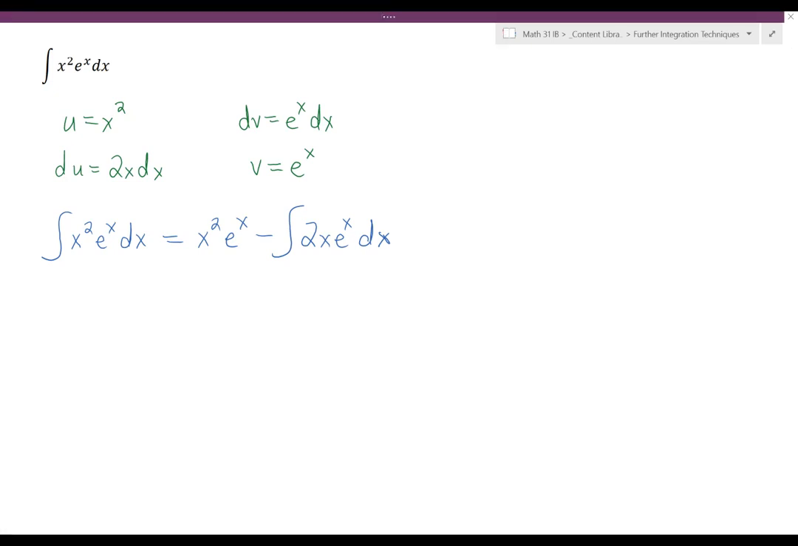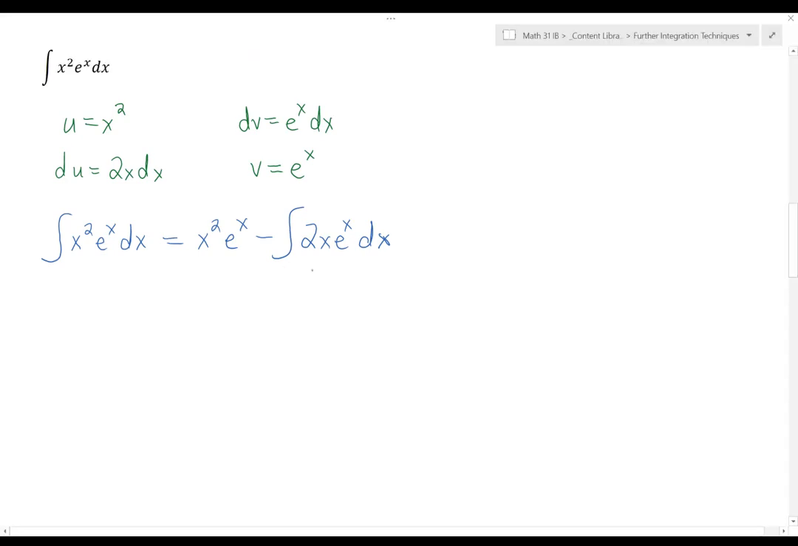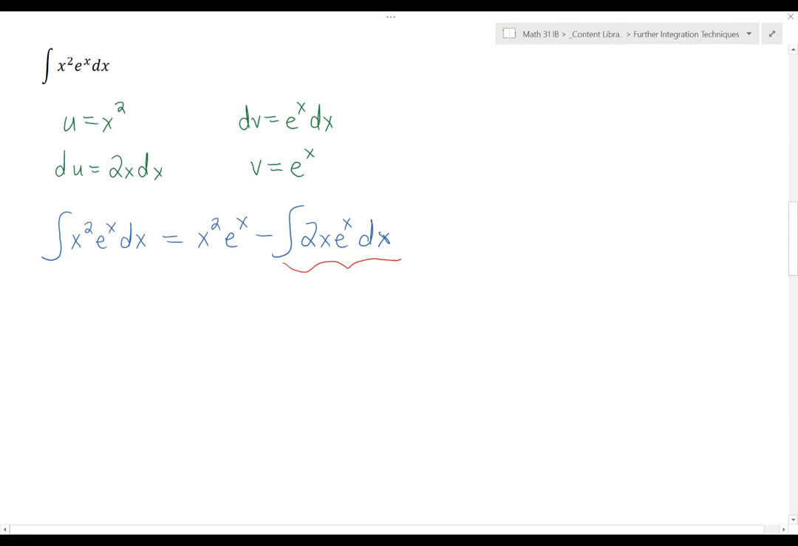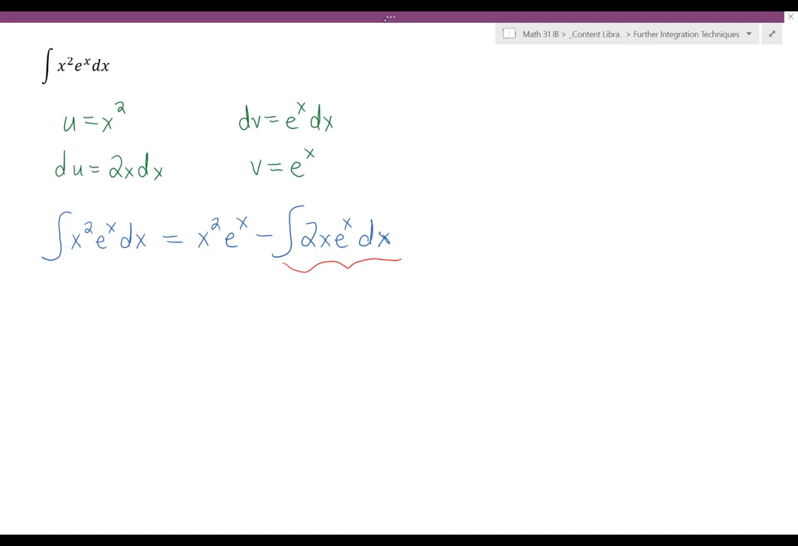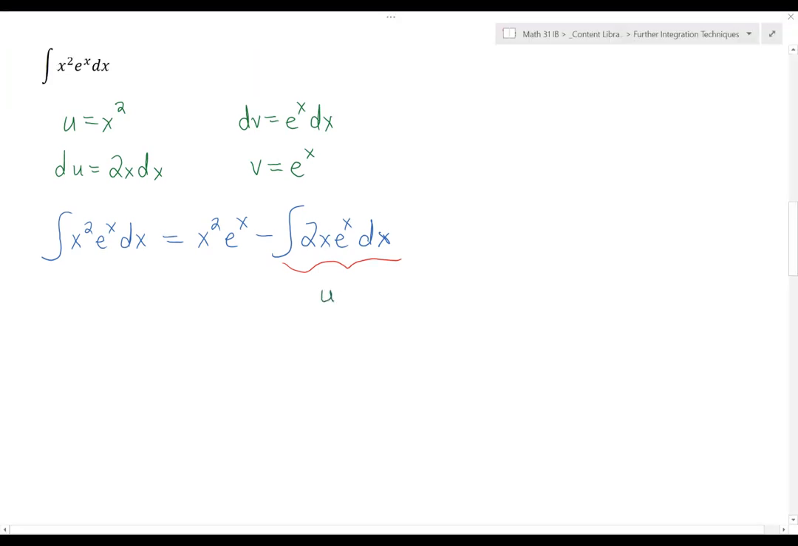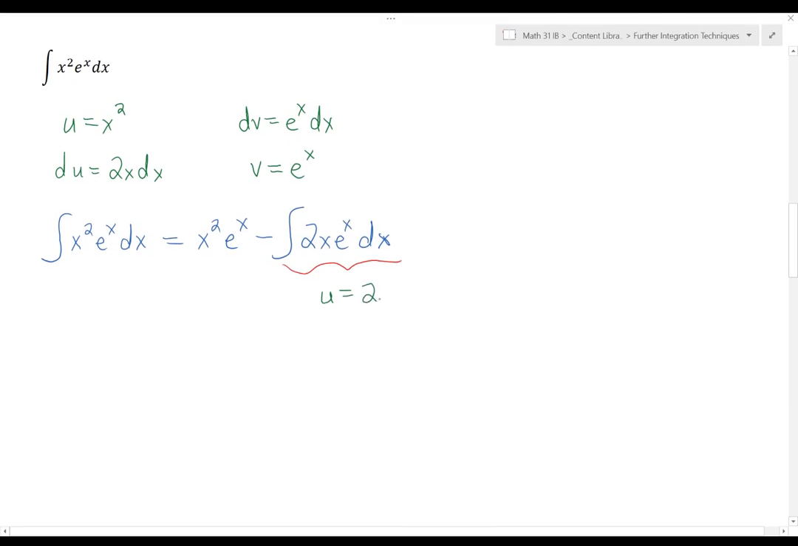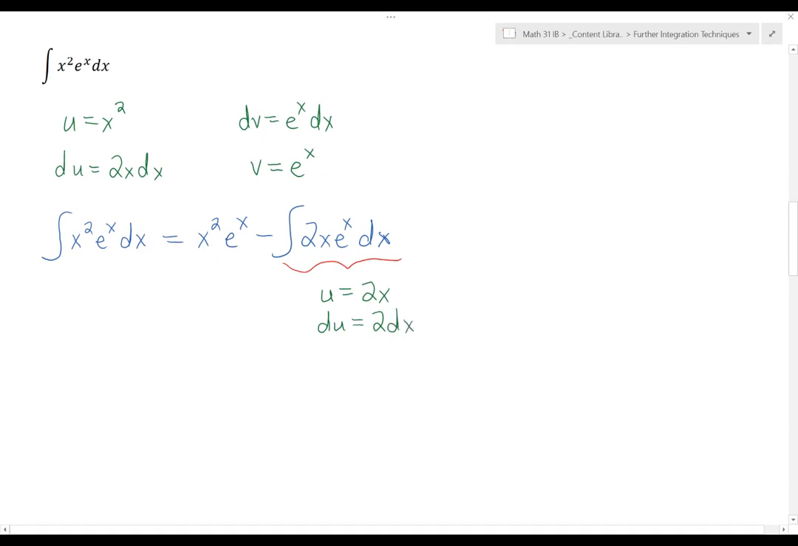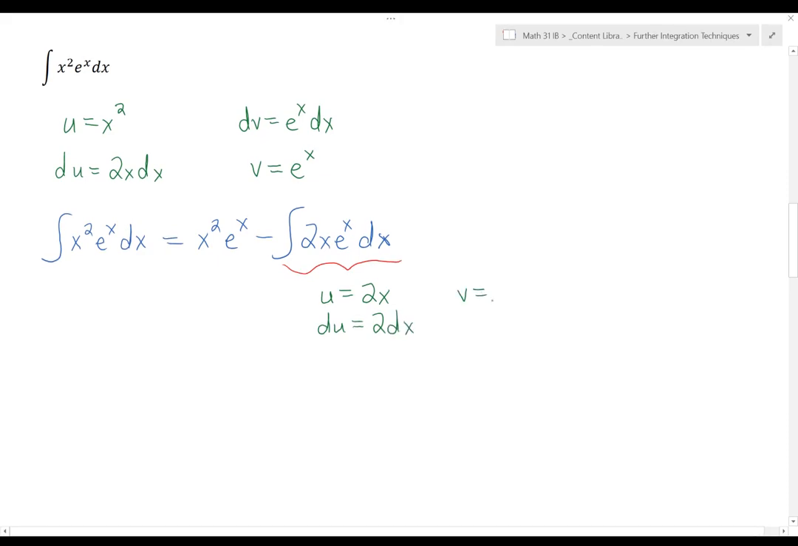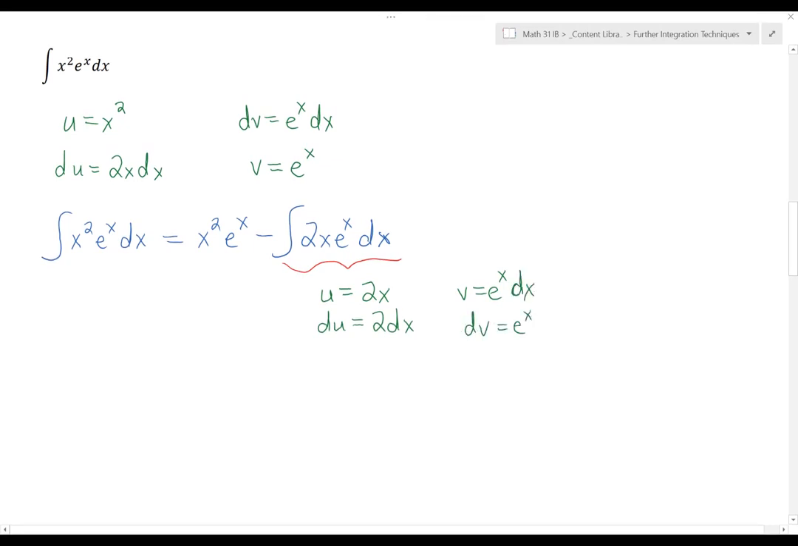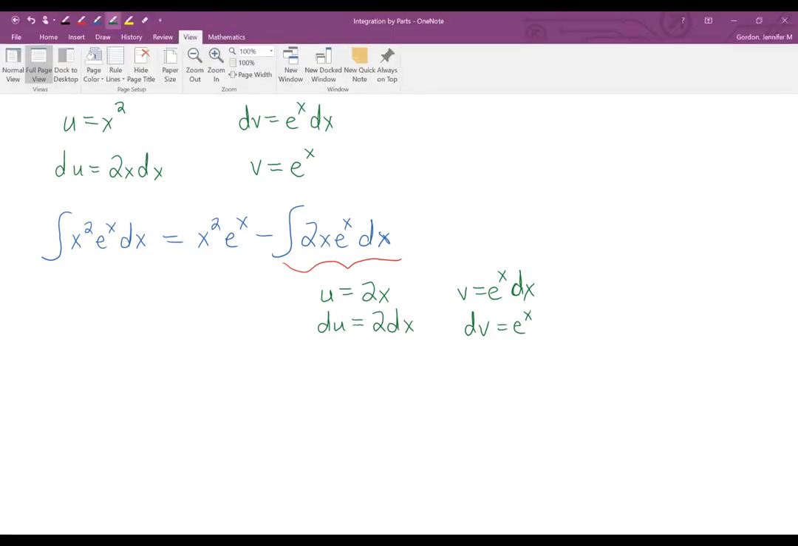But what I notice is that this new integral still has that same situation of a transcendental times a linear. So I don't panic, but I just do integration by parts again. So now I define a new u, in this case u equals 2x, so du equals 2dx, and v equals again e to the power of x dx, so same v as before, which means that dv equals e to the x.